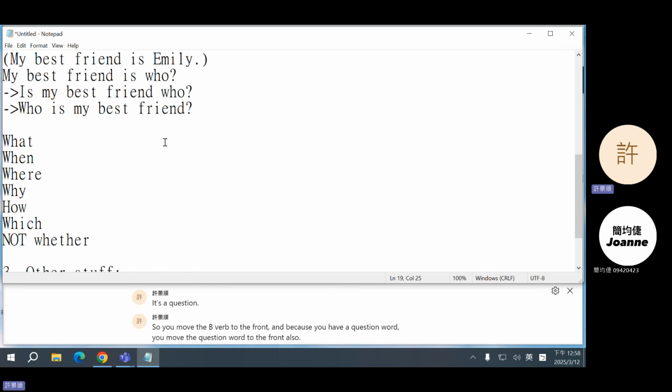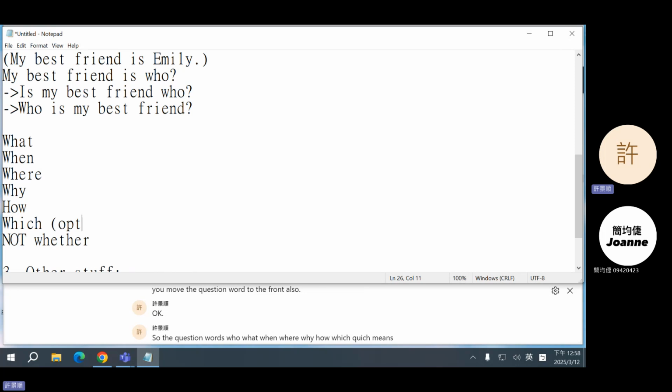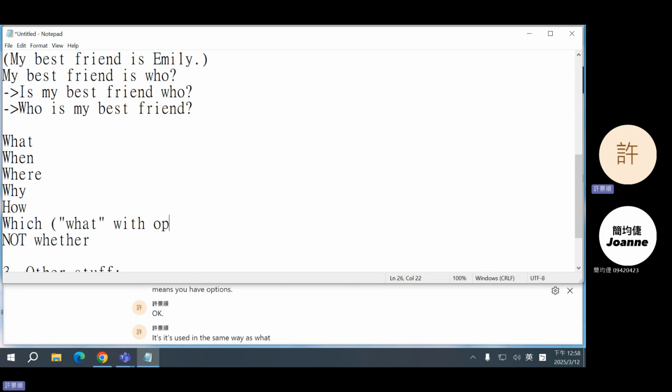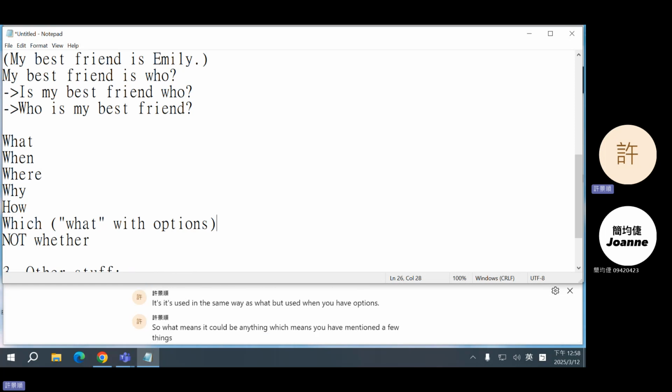Okay, so the question words: who, what, when, where, why, how, which. Which means you have options. It's used the same way as what, but used when you have options. So what means it could be anything. Which means you have mentioned a few things and you want the other person to pick from one of these things.